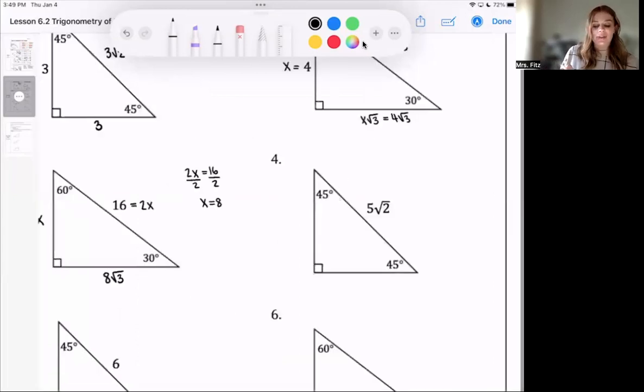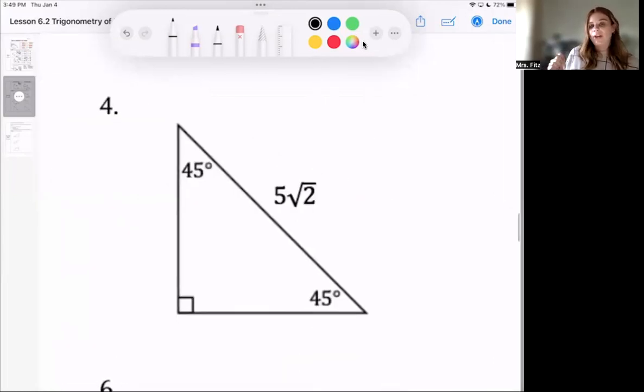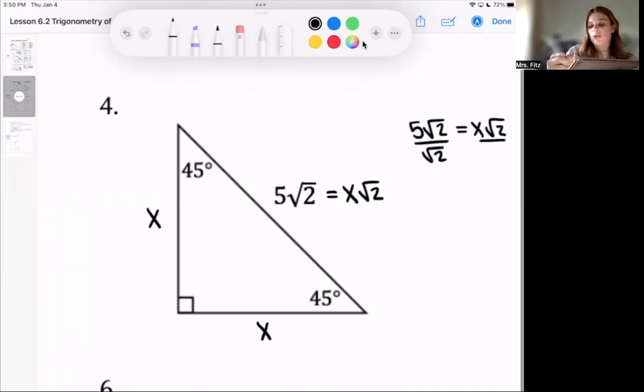Okay, let's look at number 4. So remember, 45, 45, 90 triangles. They're giving us the hypotenuse. Remember, we start with the legs, which are always equivalent, x and x. And then we multiply x by √2 to get the hypotenuse. So we can work backwards. 5 √2 equals x √2. If I divide both sides by √2, we end up with x equals 5. So both your legs are just 5 in length.